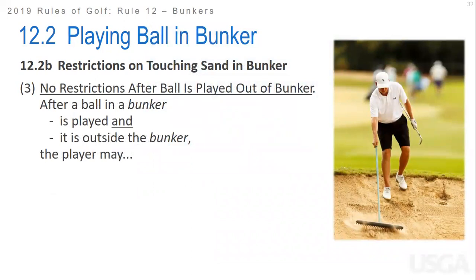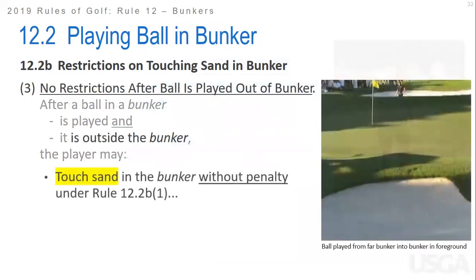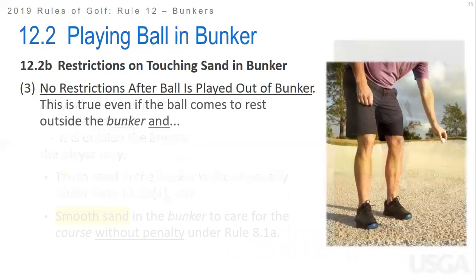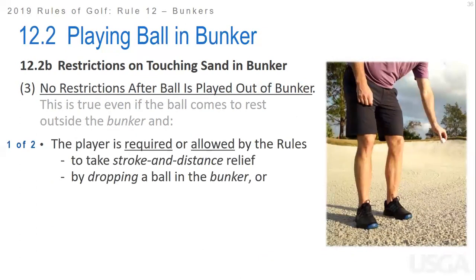Now, after a ball has been in a bunker and has been played outside the bunker, the player may touch sand in a bunker without penalty. In this case, this player over here played his shot out of the bunker in the background, played across the green and ended up in the other bunker. Well, in that case, the player still has the ability to touch sand in that bunker. He can rake and take his frustrations out, whatever he'd like. That is warranted.